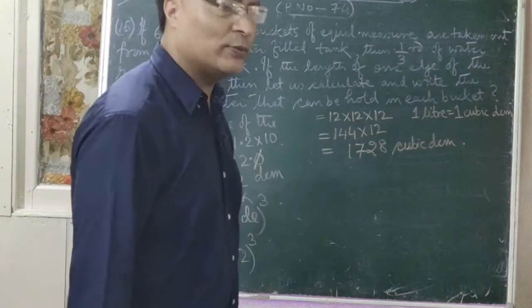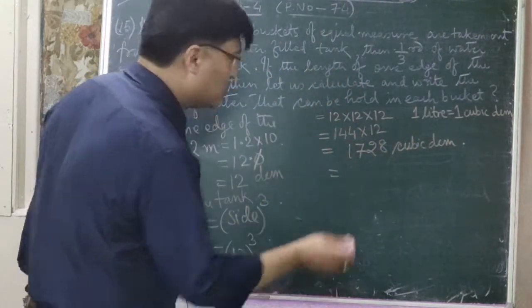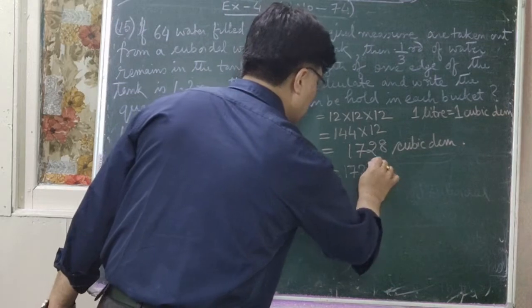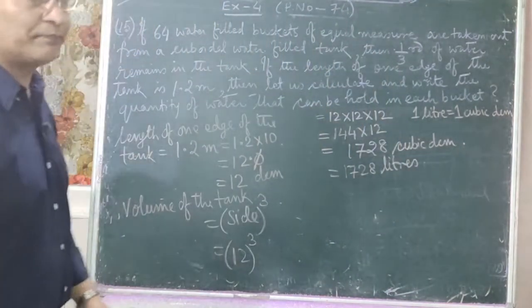1 liter is equal to 1 cubic decimeter. That means this cubic decimeter can be written in terms of liter. That is 1728 liters. यति लिटर भयो.